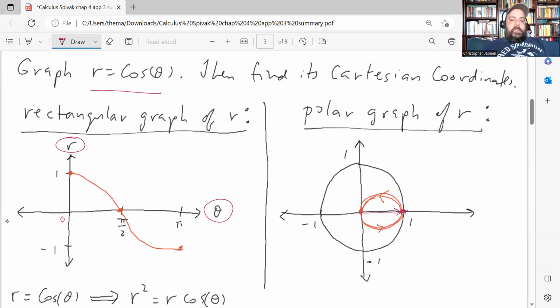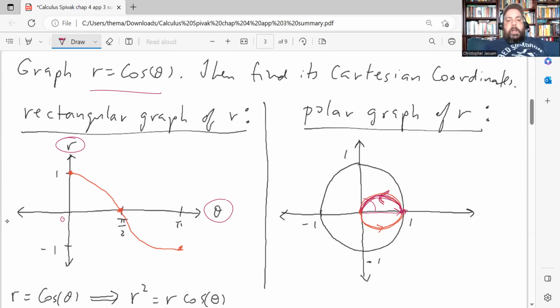And then as you go from 0 to pi over 2, in other words, this range of angles here, the radius decreases from 1 down to 0. So that's why the curve goes like this. Right, that's why I have the arrow pointing this way. It starts on the polar axis, and it curves toward the pole as theta goes from 0 to pi over 2. And then from pi over 2 to pi, the radii become negative, and they increase in magnitude from 0 to 1.